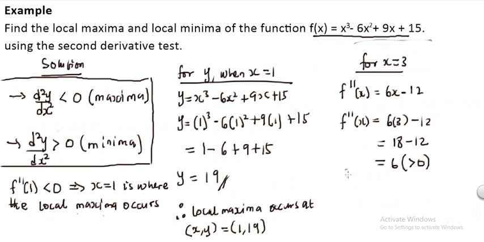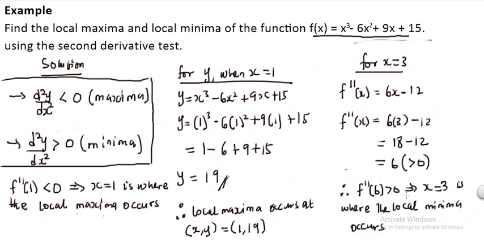Okay, so I can say therefore since f prime prime of 3 is greater than 0, this implies that x equals 3 is where the local minima occurs. Since I know the x value for where the local minima occurs, my other requirement is to find the y value for where the local minima occurs. Now I have to clean up space for that.